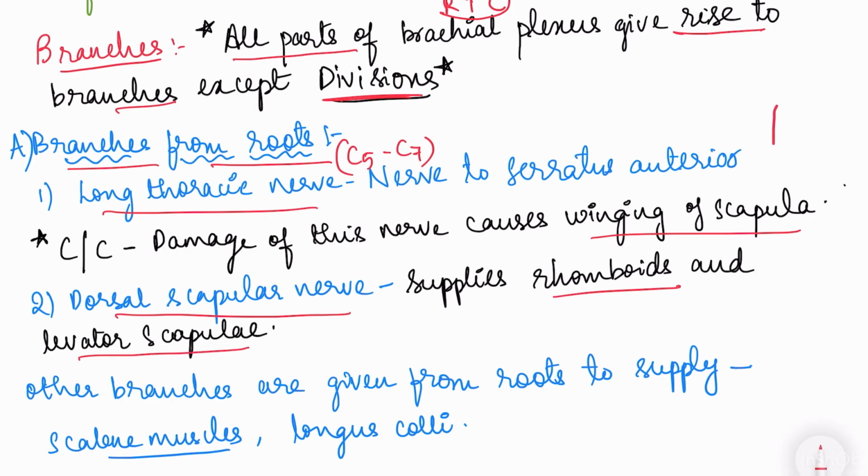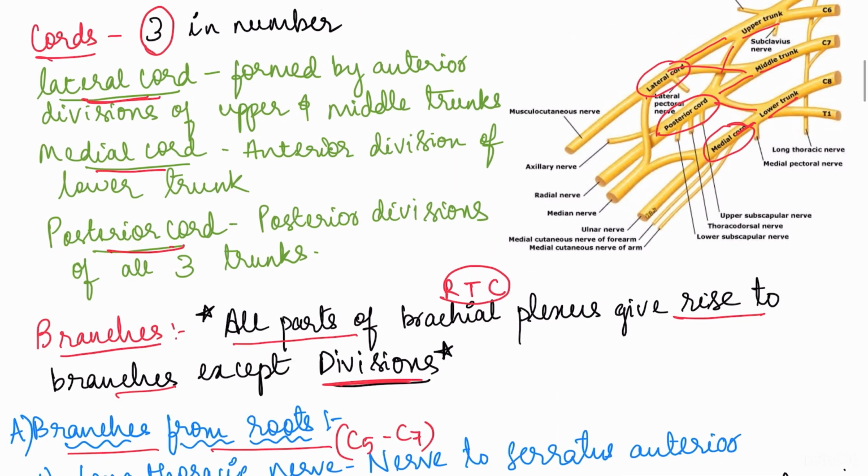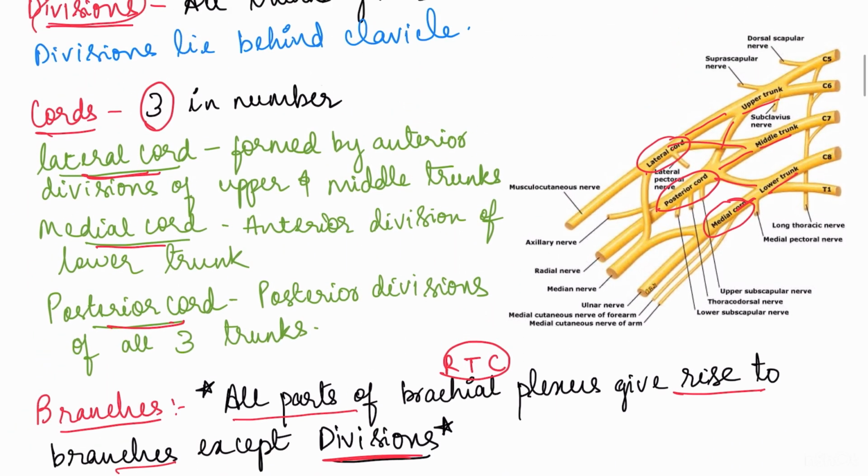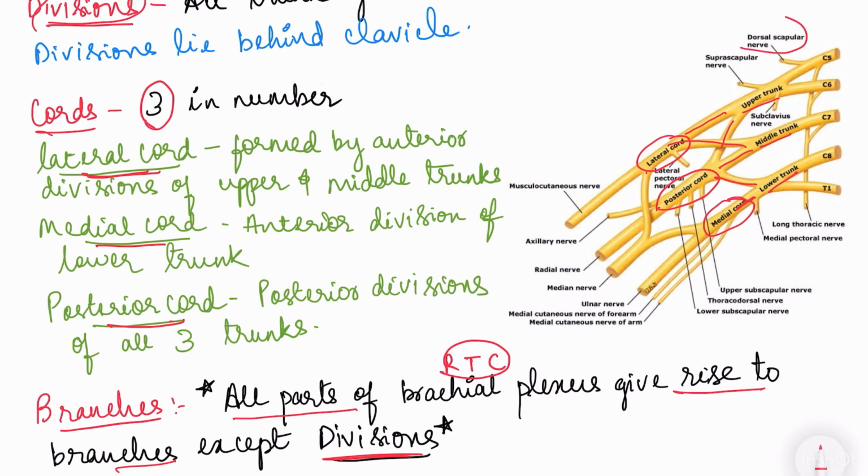Now in this diagram, let's see the branches which are arising from the roots directly. So here we have the dorsal scapular nerve, which is supplying the rhomboids and levator scapulae, and this is the long thoracic nerve which is supplying the serratus anterior.